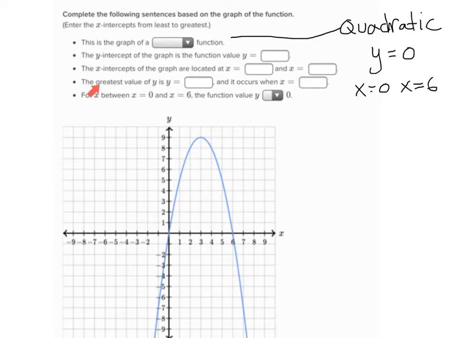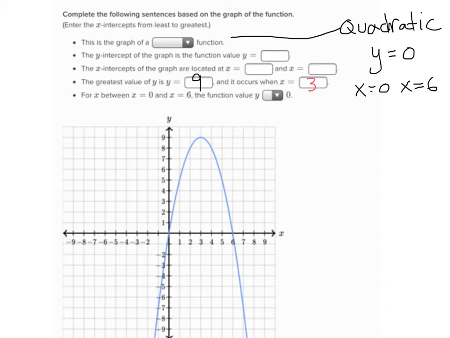Number 4 says the greatest value of y is. So they want to know what's the maximum value. Well, you can see right there is the highest value of this quadratic equation. And that's how high? 9. So we'll say it's y equals 9. So I'll put a 9 there. And it occurs when x equals what? So right there occurs when x equals what? 3. Very good. So it's 3 right there.